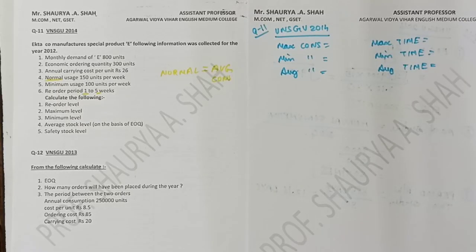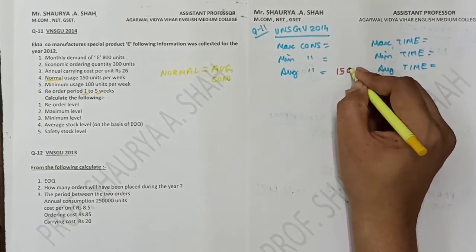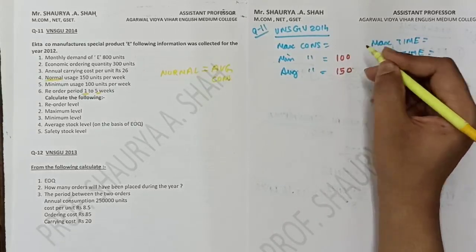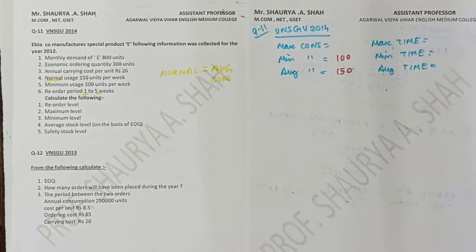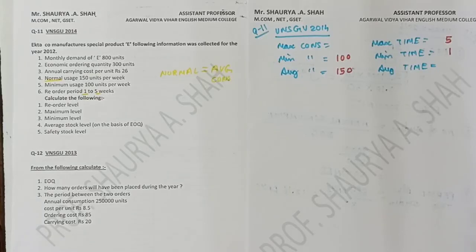Maximum consumption, I'll fill out the details which I already have, which are given in the sum, fine. What I can find is your normal usage is 150 units, so I have the answer for average consumption. Minimum usage is 100 per week, right? So again I have the answer for minimum usage. Reorder period is 1 to 5 weeks. So 1 is my minimum time and 5 is my maximum time, right? So orally only you can calculate, no need to find it with the formula.